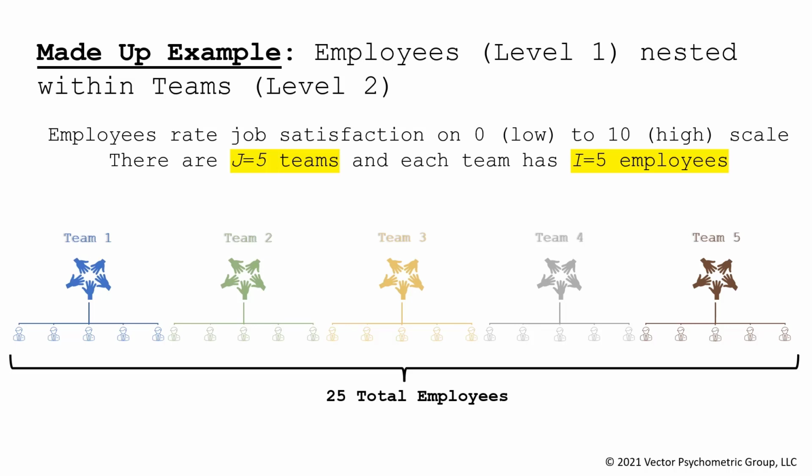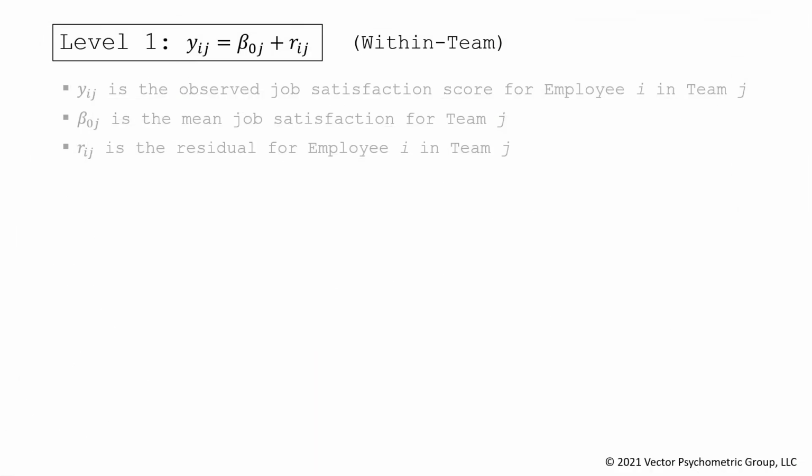1 equation. The level 1 or within team equation shows that the observed job satisfaction score for employee I in team J, denoted as YIJ, equals the average job satisfaction score for team J, denoted as beta 0J, plus the residual for employee I within team J, denoted as RIJ.